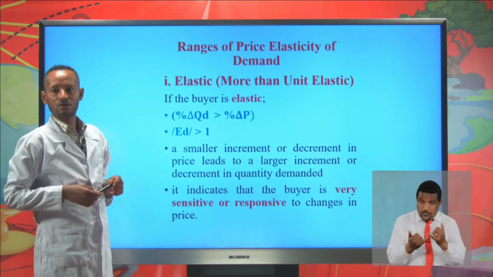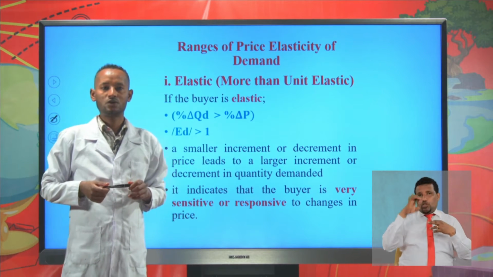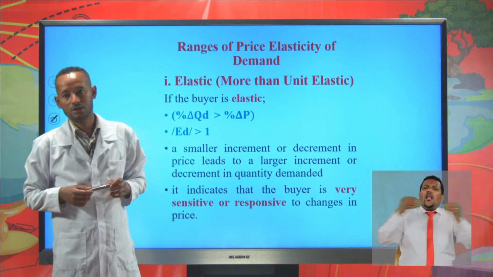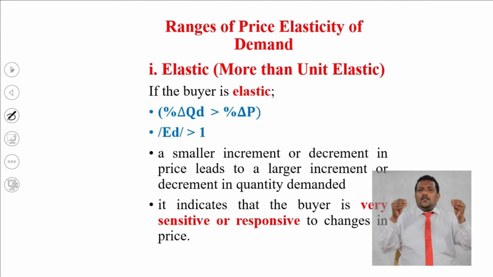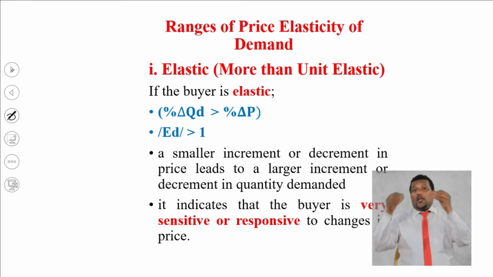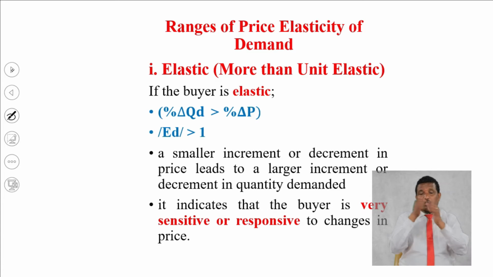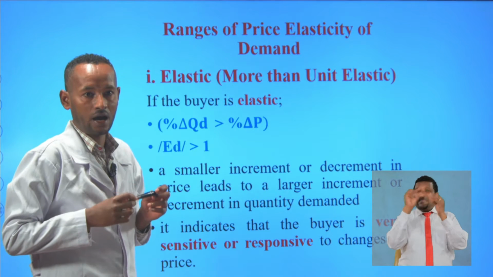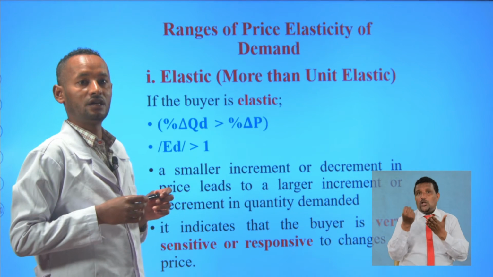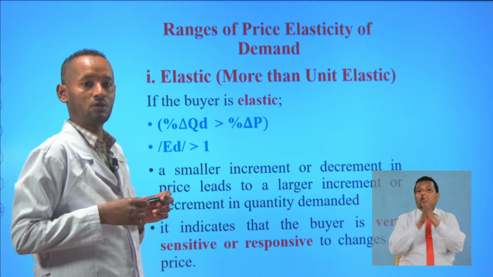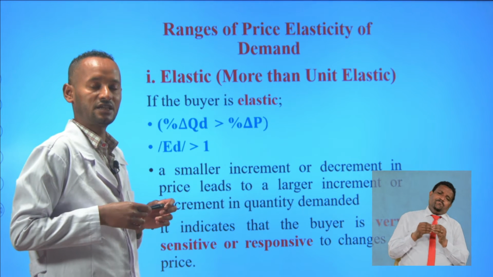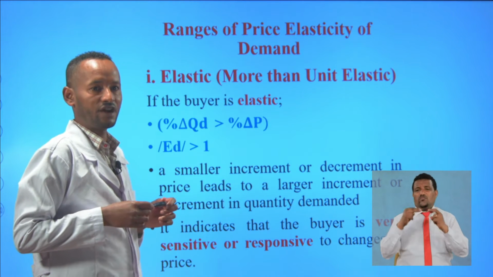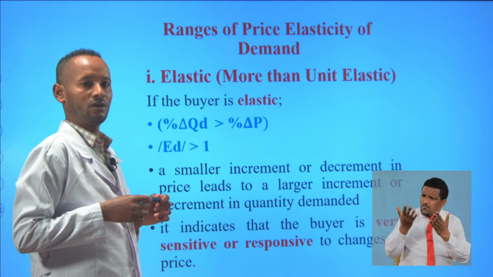Now let's see the ranges of price elasticity of demand called the elastic, inelastic, and unit elastic. The buyer is said to be elastic or more than unit elastic if the percentage change in quantity demanded is greater than the percentage change in price. That means if a little change in price of a commodity leads to a higher change in quantity demanded, then the buyer is said to be elastic or more than unit elastic, indicating that he is very sensitive, very responsive to changes in price of a commodity.